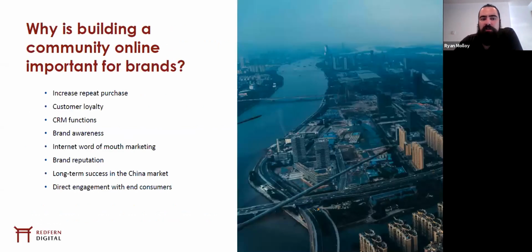And then why is building a community online important for brands? So I think customer loyalty, it's easier to get someone to come back to a store and purchase again than it is to get them to go to a particular store downtown and then buy again. So customer loyalty is generally higher. If you have certain people that have bought through your store, you can send them notifications or reminders that you're still there and you can buy again if you would like. In terms of brand awareness, internet word of mouth, and then longer term success and direct engagement.